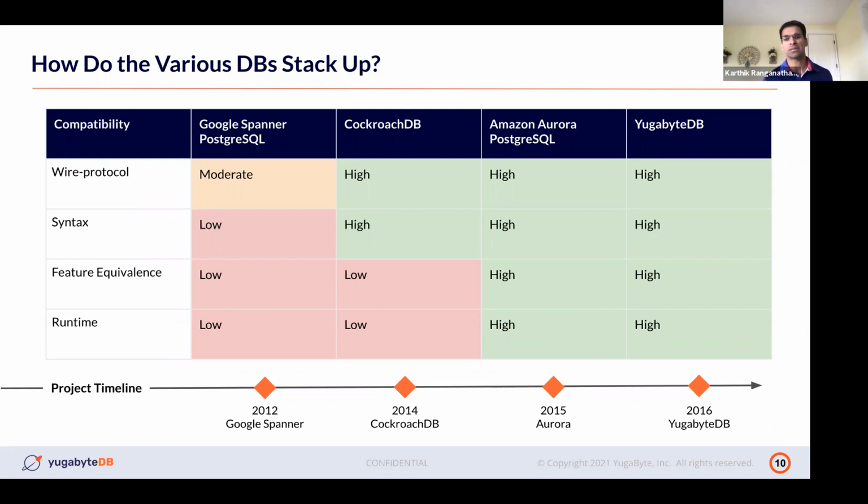CockroachDB, the database project, started in 2014 and the company started in 2015, has high wire protocol compatibility and syntax compatibility, but low equivalence of features and therefore low runtime compatibility. Amazon Aurora PostgreSQL and YugabyteDB have pretty high compatibility across the board.